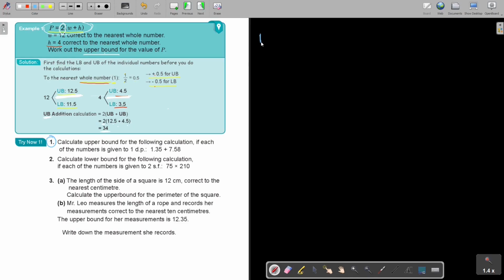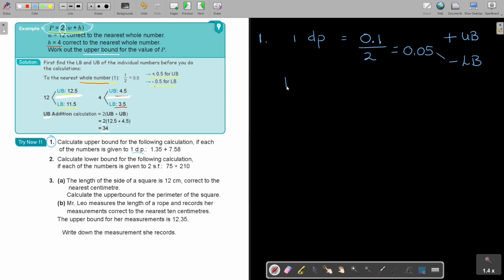Let's start. Question 1. Calculate the upper bound for the following calculation if each of the numbers is given to 1 decimal point. Now, 1 decimal point is actually very easy because it's not significant. I'll do that in the next question. It's always going to be 0.1. If it's to 2 decimal points, it's 0.01. So I'm always going to divide it by 2, and I'm going to get 0.05. I'm going to add that for the upper bound, and I'm going to subtract that for the lower bound, and let's do it.